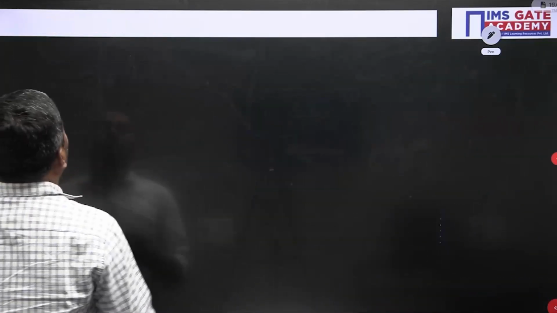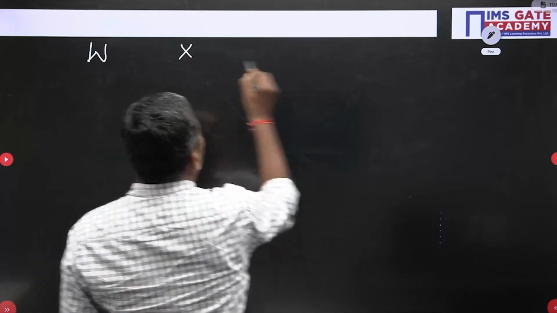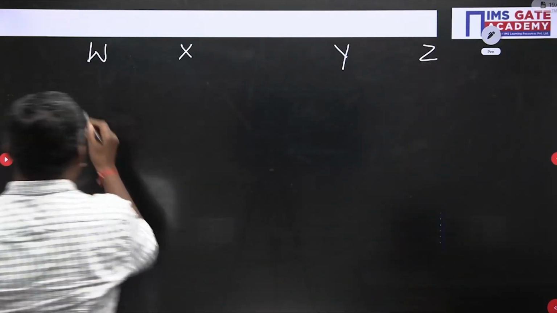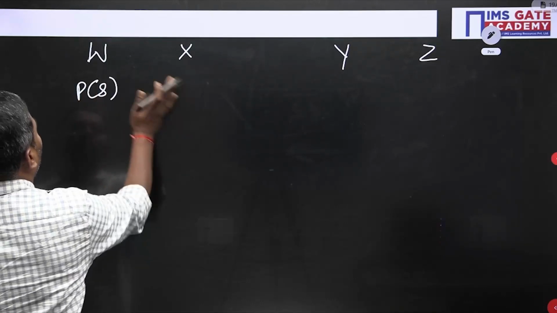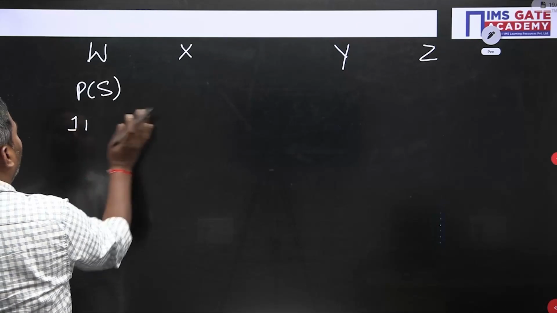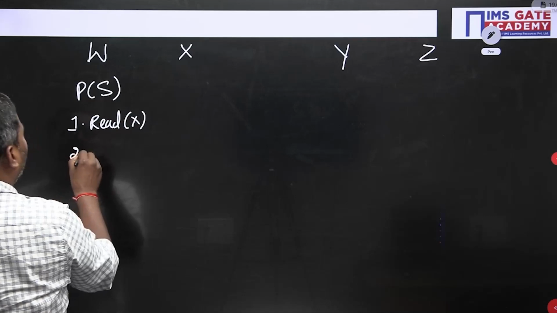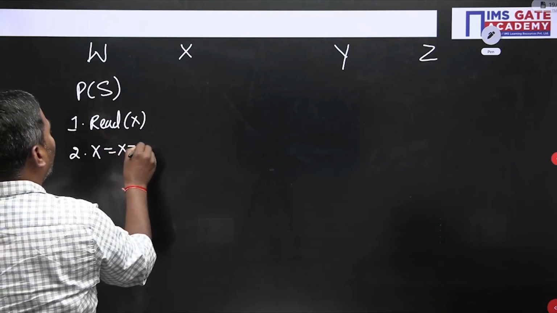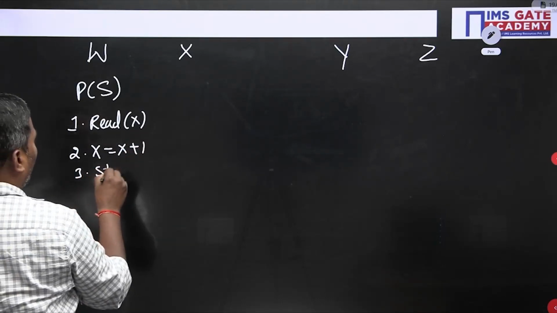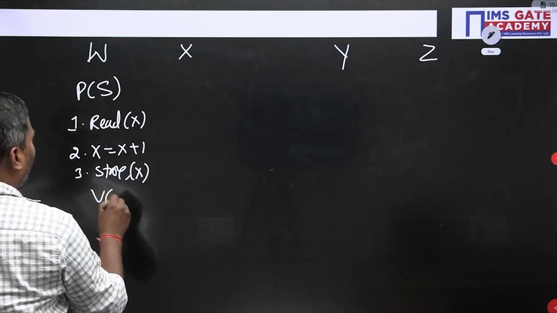So now let's understand. There are 4 concurrent processes: W, X, Y and Z. What are they doing? They perform the down operation on S, followed by reading the X value. The second step increments X equal to X plus 1. The third is storing X in memory. Then they perform the V operation on S.